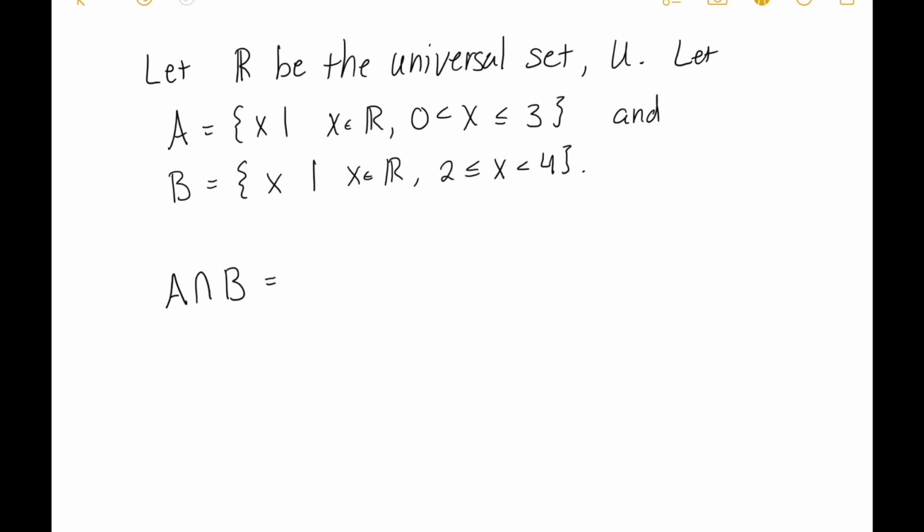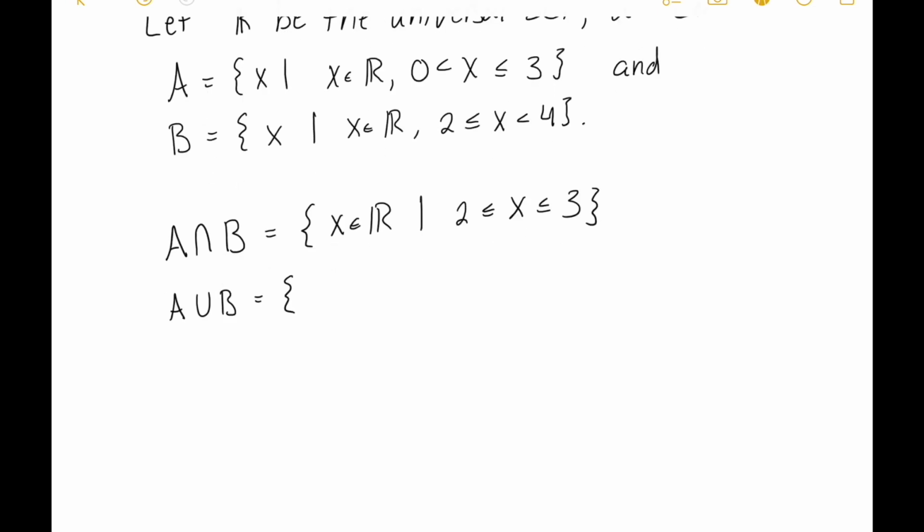The first one is what is the intersection of A and B? Intersection being everything that A and B have in common. Since A goes up to 3 and B's lowest number is 2, we have that the intersection must be the real numbers between 2 and 3. So this is the set of all x in R such that 2 is less than or equal to x less than or equal to 3. And I've done less than or equal in these cases because clearly both sets contain 2 and both sets contain 3.